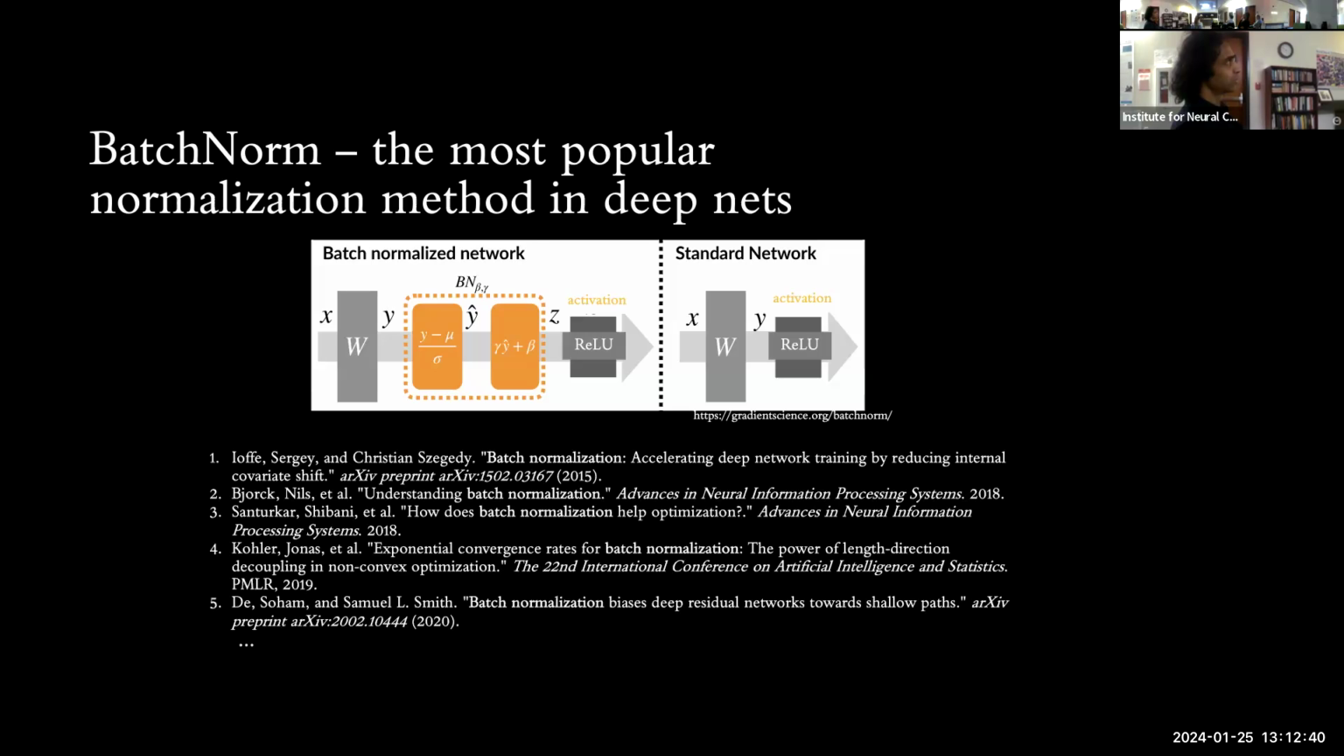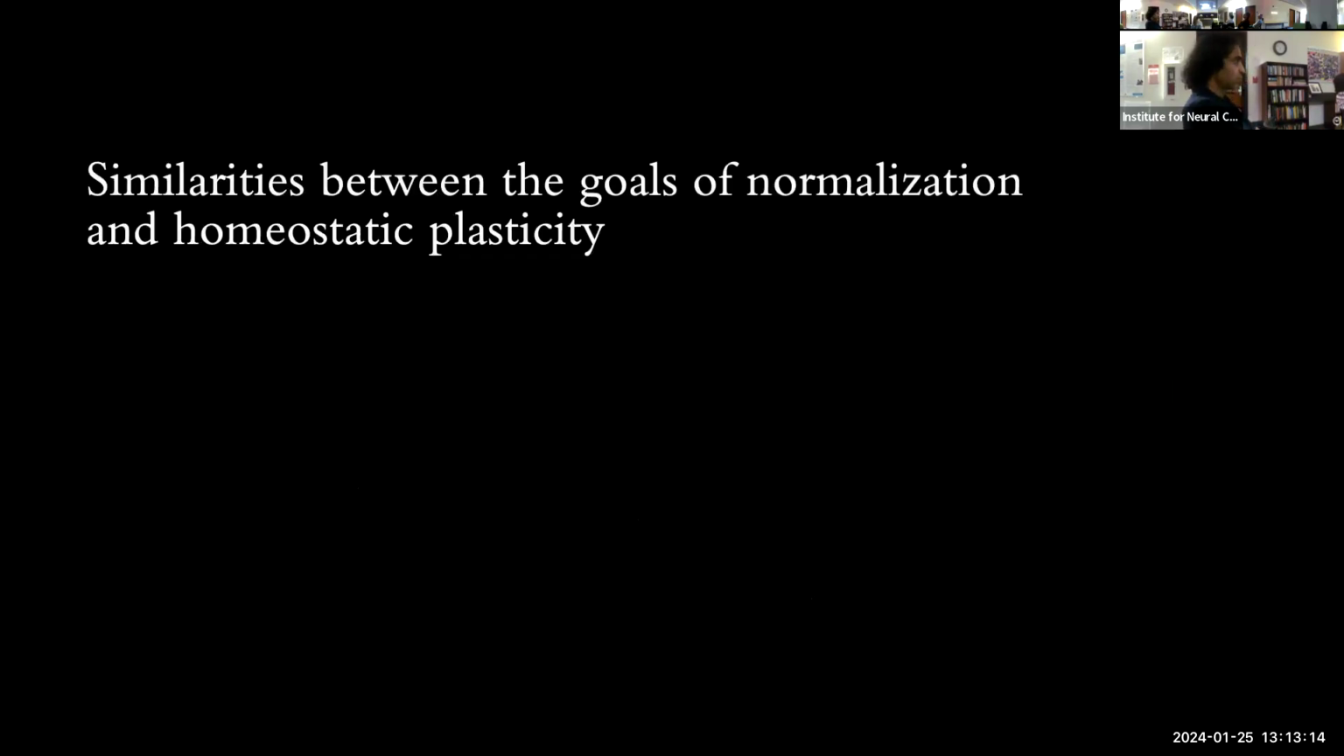It can greatly reduce the number of iterations you need to train a model, and also it greatly increases the accuracy of the model. However, why this works, and what makes batch normalization so powerful, is still up for debate. So people are still trying to figure out why a simple manipulation like this is able to produce such good results. And I'm going to show you here that actually batch normalization is functionally equivalent to synaptic scaling.